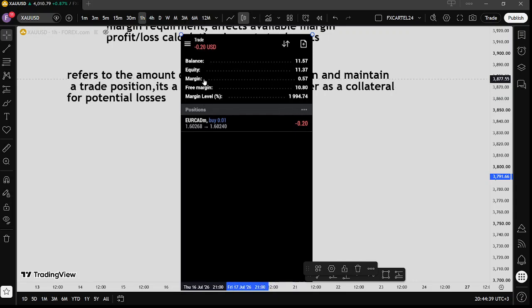Then this margin is the money that is running your current position, that has been chopped off from the money here to run the current position. The more positions you enter, the more you will see this one increasing. Then the margin level percentage is the percentage that is running this position. Since it is a mini lot, they calculated it as a mini lot.